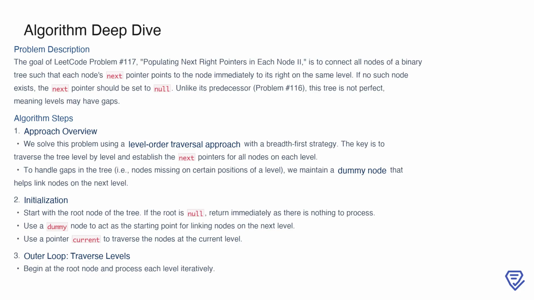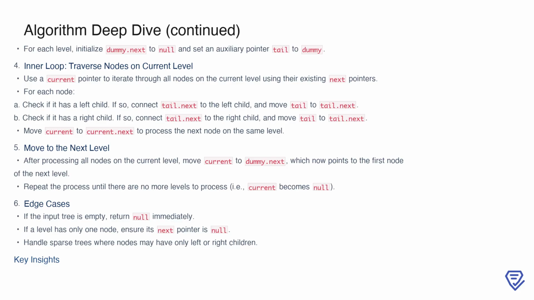We start with the root node, and if it's null, we simply return since there's nothing to process. Otherwise, we initialize our dummy node, which acts as a placeholder for the start of the next level, and a current pointer to traverse the nodes at the current level. The traversal proceeds iteratively through each level of the tree, ensuring all next pointers are established before moving to the next level. To process each level, we reset the dummy node's next pointer to null and use a pointer called tail, which starts at the dummy node. The tail pointer helps build the next pointer chain for the next level.